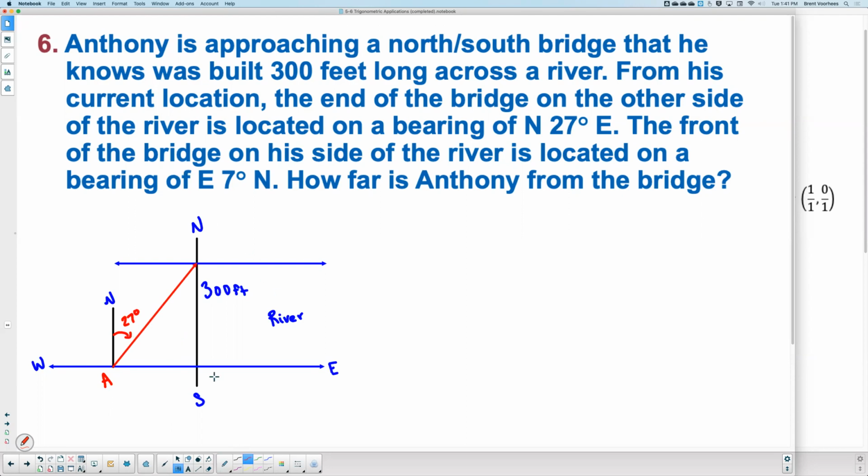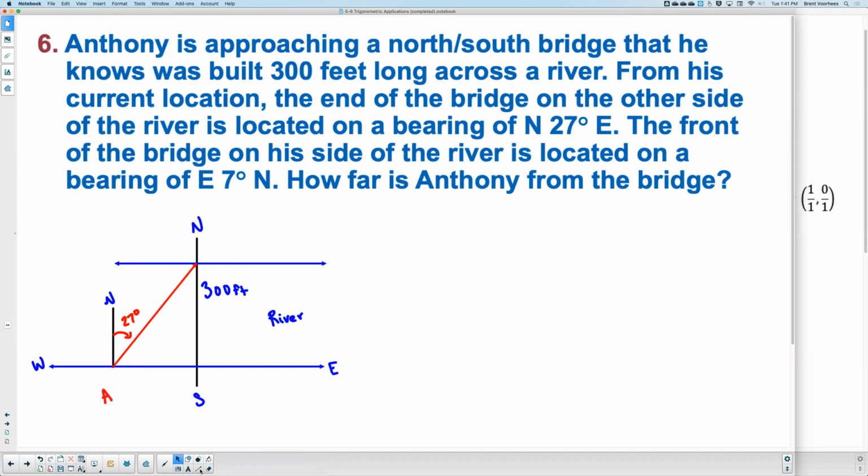It says the front of the bridge, okay, that would be here. That's the back of the bridge. This is the front of the bridge. On his side of the river is located on a bearing of east 7 north. Oh, okay, so he's not even level with it. So Anthony's actually a little bit lower because it says east 7 north.